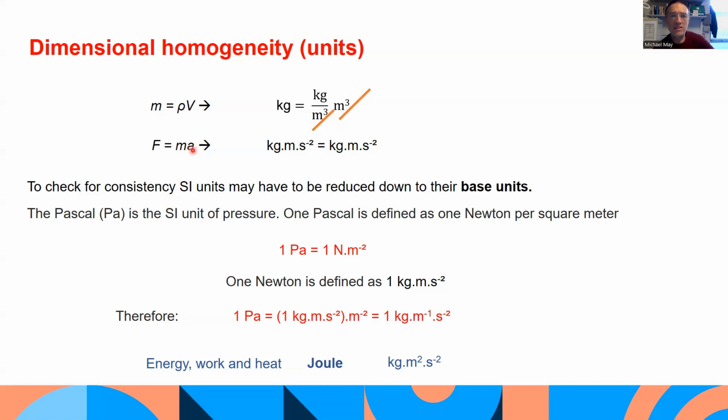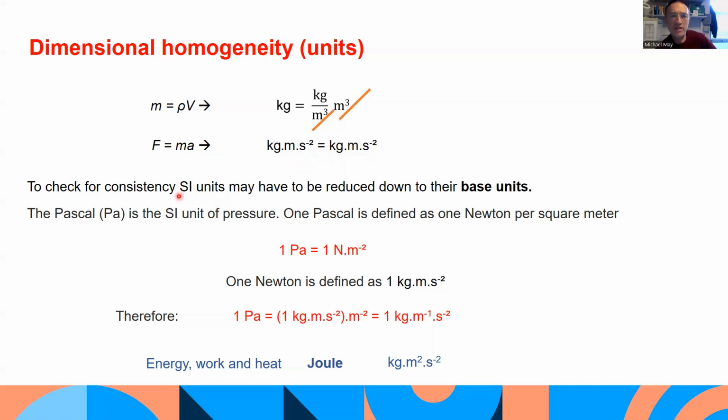Force equals mass by acceleration. So force is, in base units, kilogram meter per second squared, and mass is kilogram, and acceleration is meter per second squared. So you can see that the units are consistent in this case as well.